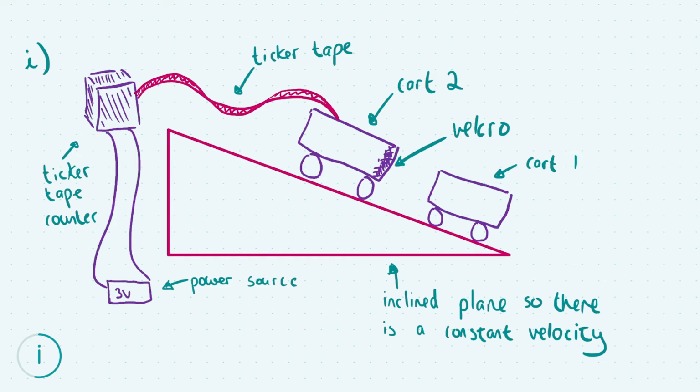How to power the ticker tape counter is always another question that comes up, and in this case it's by a small power source that we've connected here. In this case I've written 3 volts on it, but it doesn't really matter what you write on it. It doesn't matter the number of volts, just that you label it that it is the power source.